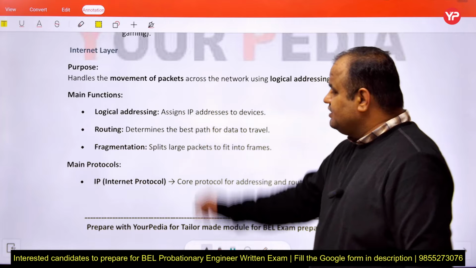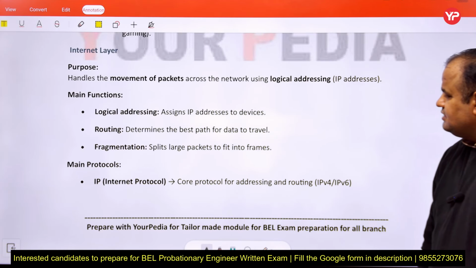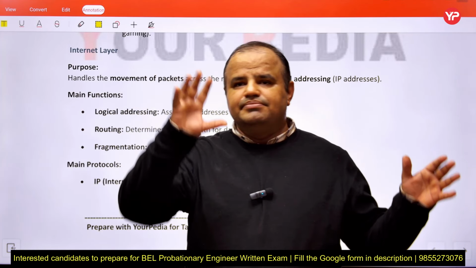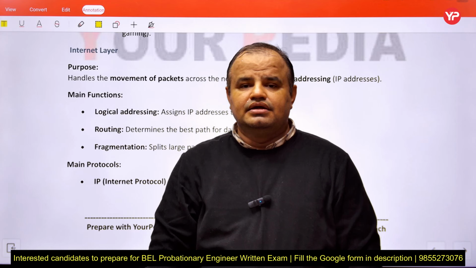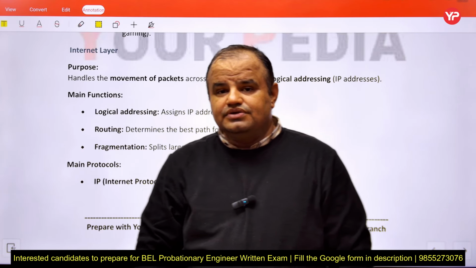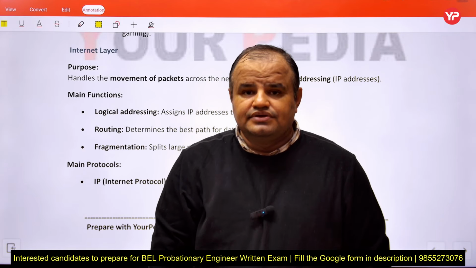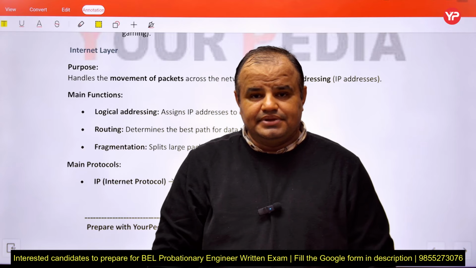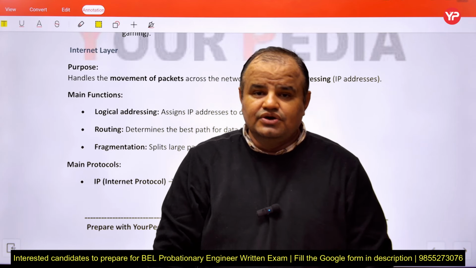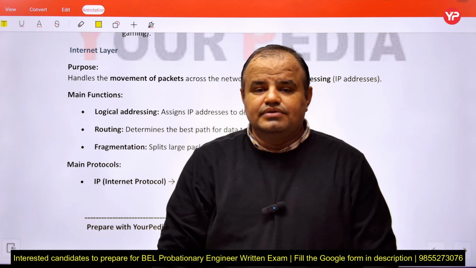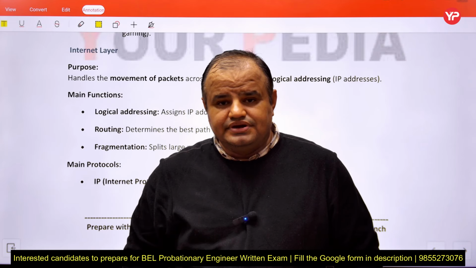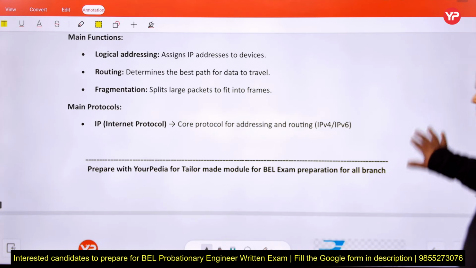Now, the second point is routing. That is very important. It determines the best path for data to travel. Suppose we have different routers: you have the source, you have the destination, and in between there are many routers. Whenever your data reaches a router, it has to decide to which router or path to forward this message. The router maintains a routing table, which is dynamic in nature. How much traffic there is and the status of the link are all taken into account, and then the router decides on which particular path to forward that message. So the main protocol is IP only.